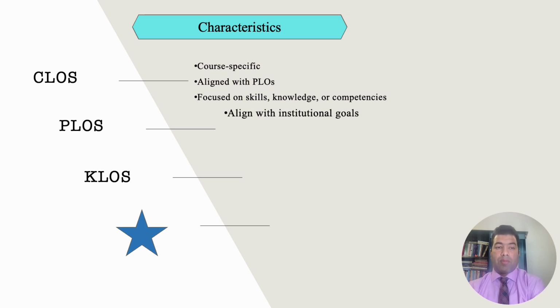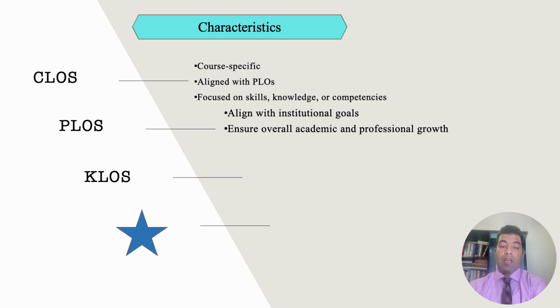Then we will discuss the characteristics of the program learning outcome. The program learning outcome aligns with the institutional goal. For example, the ministry's goal or the institution's goal at the BS level, the student will be able to achieve a certain goal. So we should keep this in mind to develop the program learning outcome. It should ensure all our academic and professional growth.